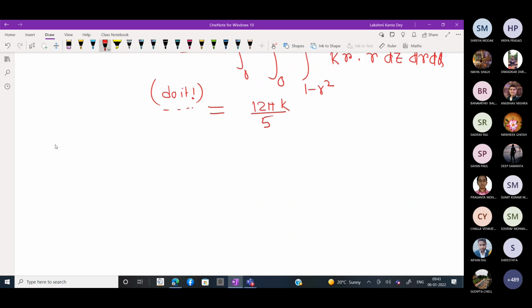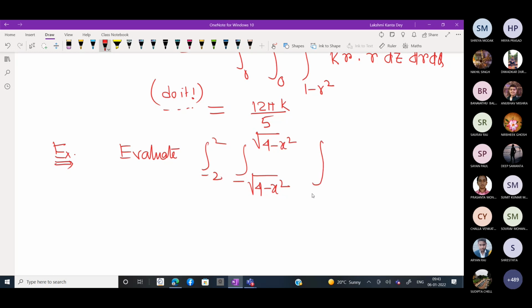Okay, so another home exercise I like to give you. Suppose we have to evaluate the integral from -2 to 2, from minus square root of 4 minus x squared to square root of 4 minus x squared, and z from square root of x squared plus y squared to 2. The integrand is x squared plus y squared only. This is easy. This is dz, z is varying. This is dy, then dx. Okay, so we have to do that.